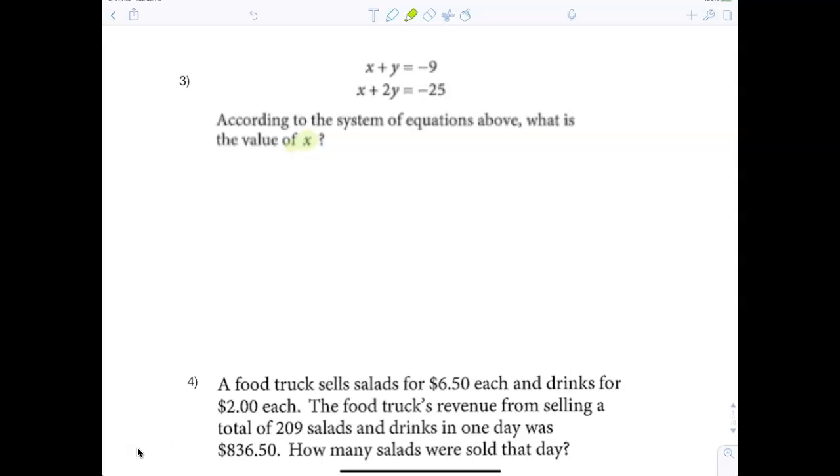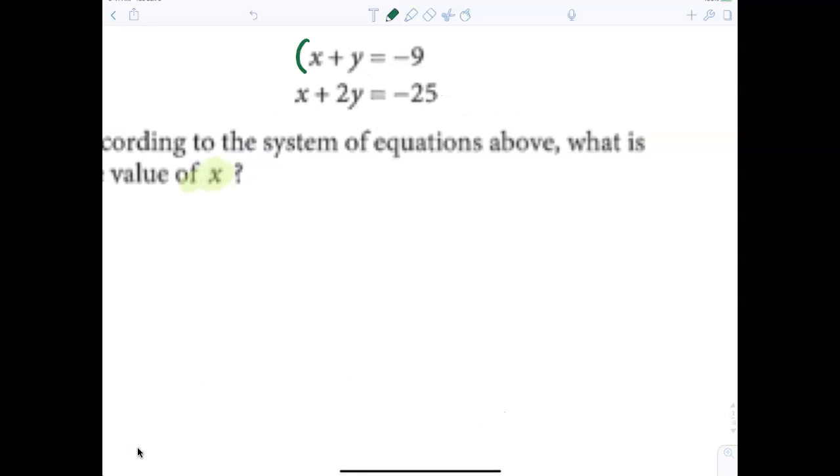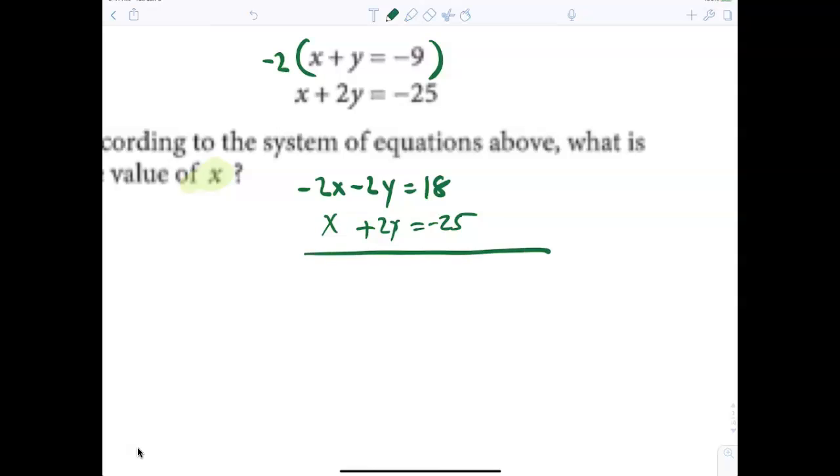All right, someone tell me, what do I have to multiply? Which one? By? You're awesome. Multiply the top by -2. All right? So when I do that, I get -2x minus 2y equals 18. x plus 2y equals -25. And so what happens here? What's -2x plus x? Say it. Negative x. These guys cancel. What's 18 minus 25? Somebody help him. -7. So x equals what? So x equals 7.